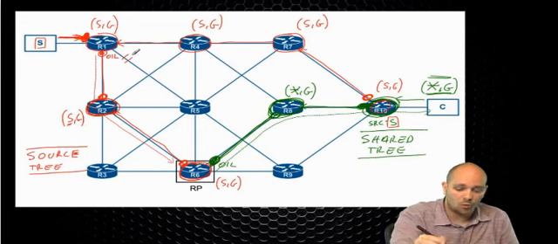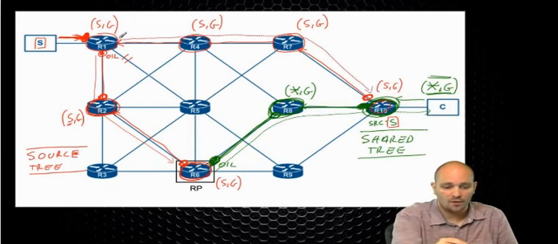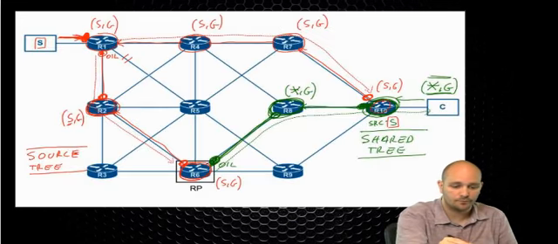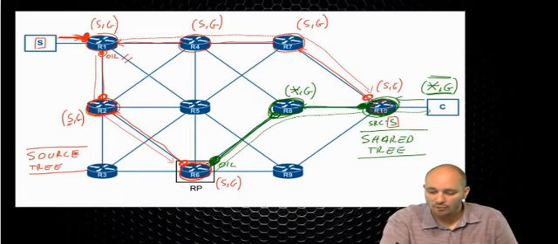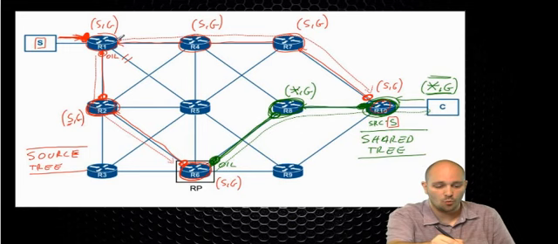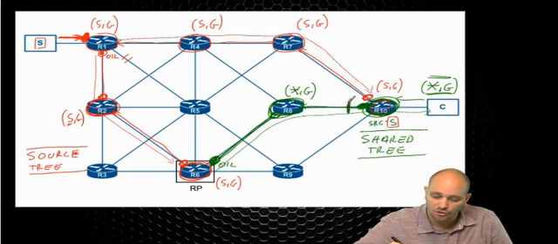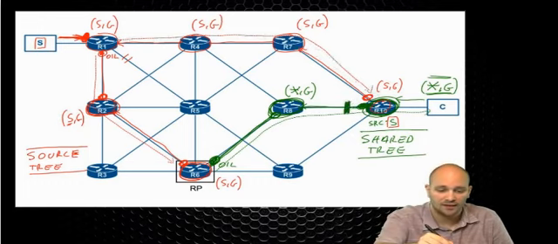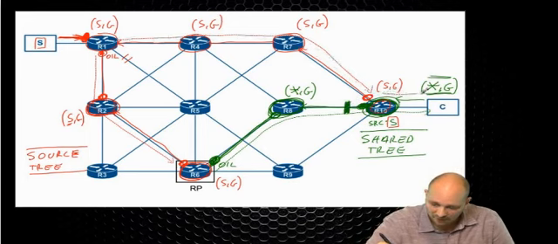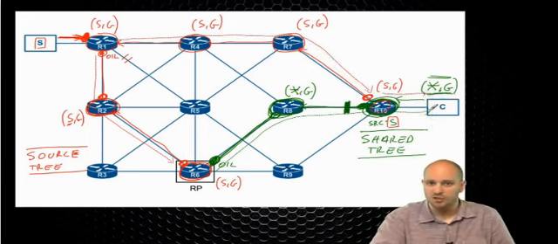So now R1 is actually going to send a copy of traffic down this tree as well. Now, when this happens, R10 is now receiving two copies of traffic, one from the shared tree and one from the source tree. So at this point in time, R10 is actually going to start dropping this traffic and deliver this traffic to the client. Now, client here may be affected just a little bit.